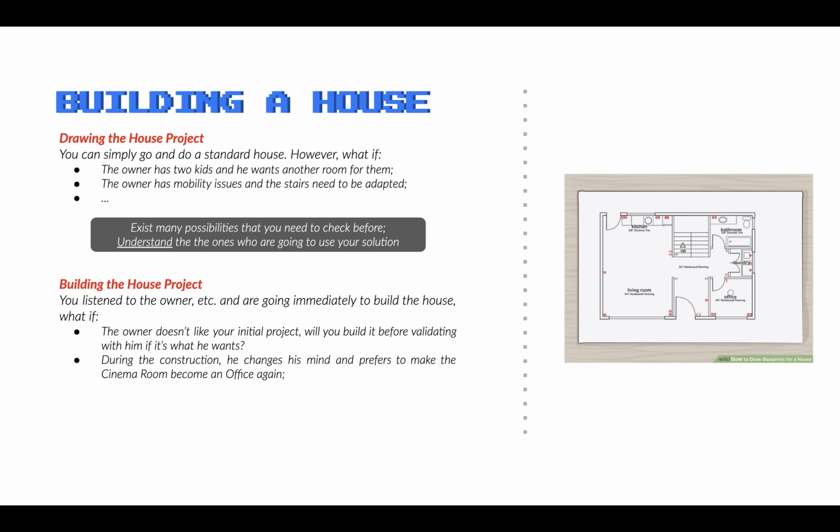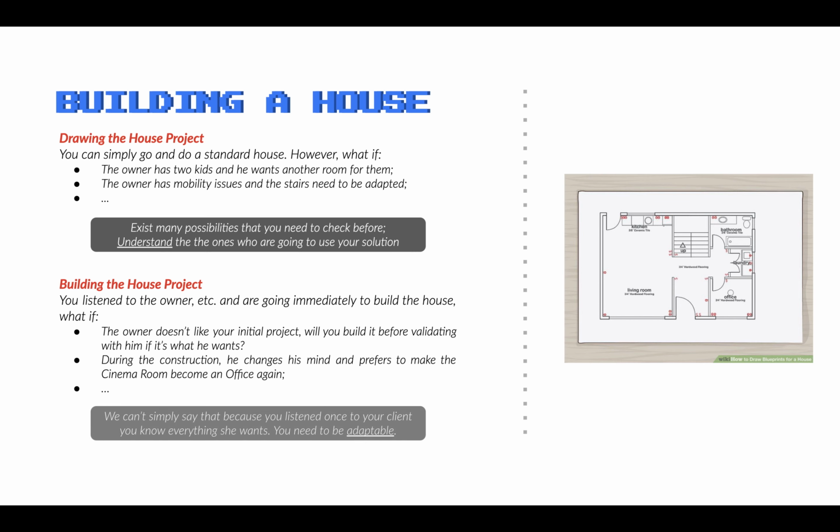Or for example, during the construction, he changed his mind and prefers to make the cinema room become an office again, because maybe the original project was an office and then he wanted to change to a cinema room, but now he wants the office again. How can you make sure of this, or many other things that happen during the building process? We cannot simply say that because you listened once to your client, you know everything that she or he wants. You need to be adaptable in this process. Check, okay, validate, this is okay, and keep validating during the whole process.